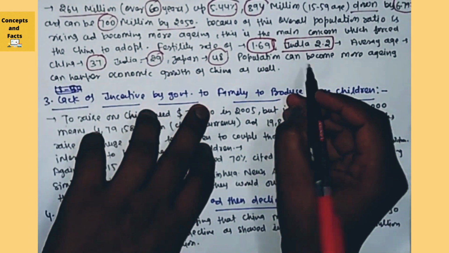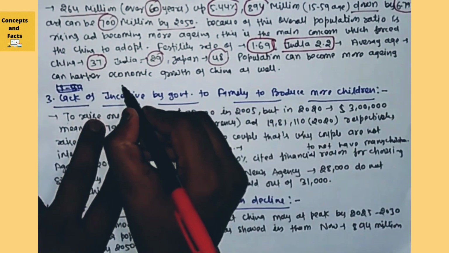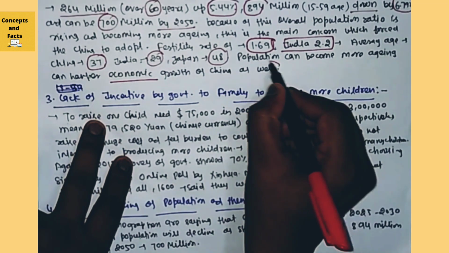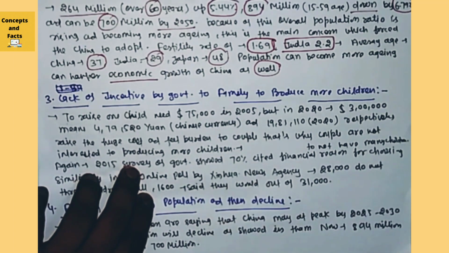Another reason is that an aging population can hamper the economic growth of China as well. Another most important reason, given by the people and even in official surveys and polls conducted by news agencies, is the third reason: the lack of incentive by the government for families to produce more children. So look at the data.